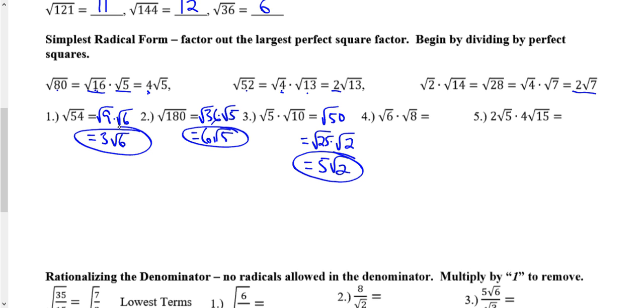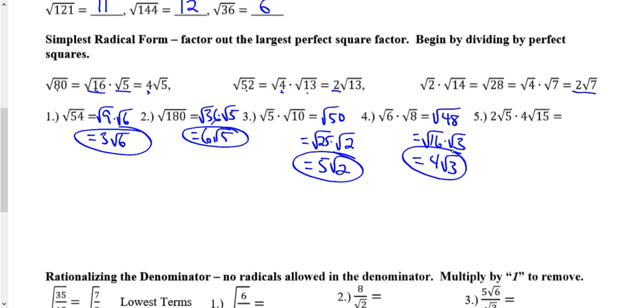How about number 4? What'd you get? How many got 4 times the square root of 3? Okay. So we did 6 times 8, right? And you got the square root of 48. And what's the biggest perfect square factor of 48? The biggest one. Maybe you found that 4 was, right? But there's a bigger one. So it'd be square root of 16 times the square root of what? 3. And what is the square root of 16? 4 square roots of 3.